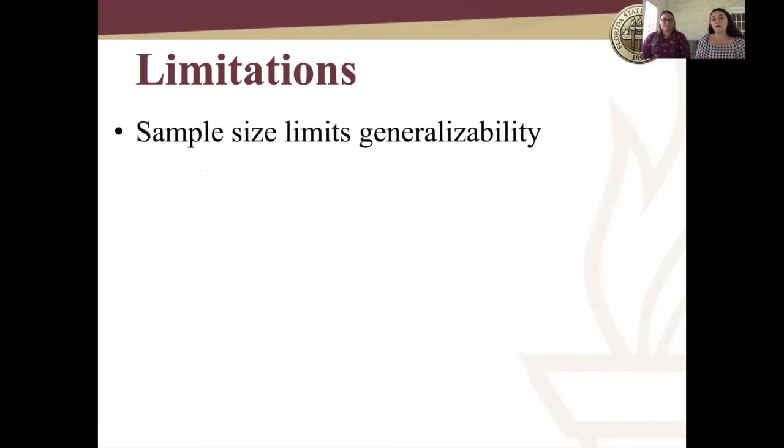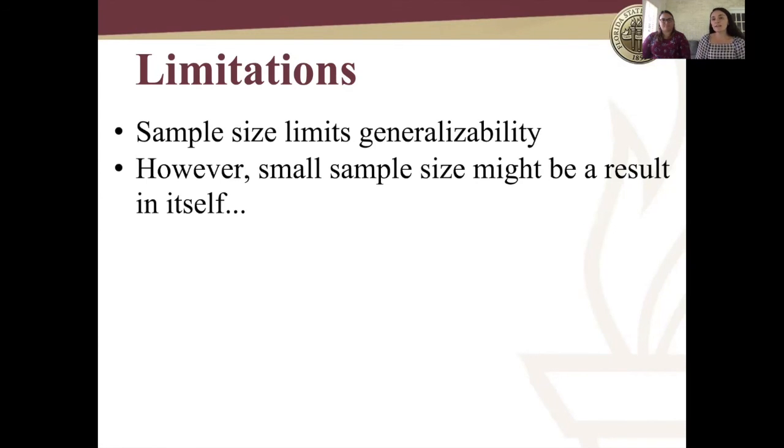Of course, our sample size limits our generalizability for this study. I think that would be one of our major limitations. 21 is not a very big sample size. However, I think that also tells us that maybe there aren't a lot of these types of ensembles out there to begin with, which is a really important finding on its own, we believe.